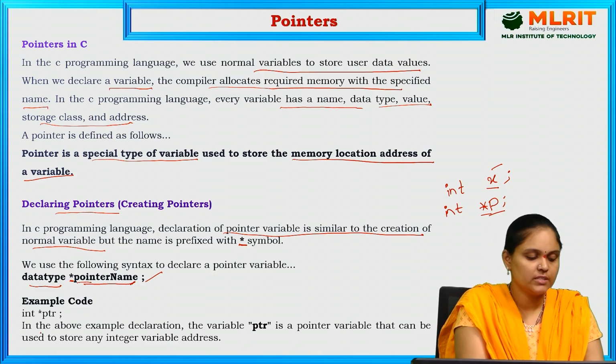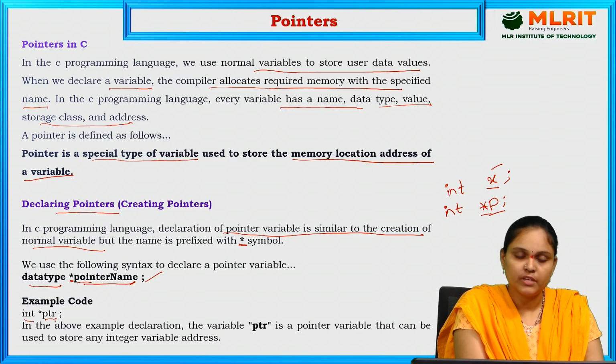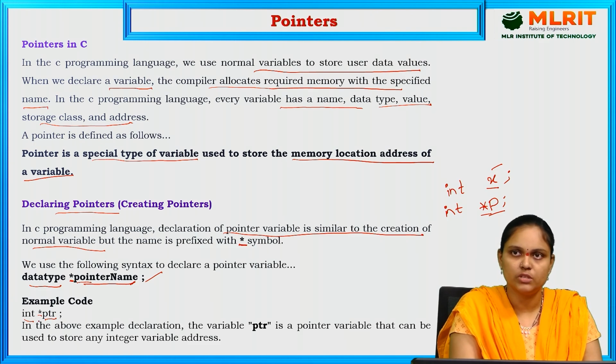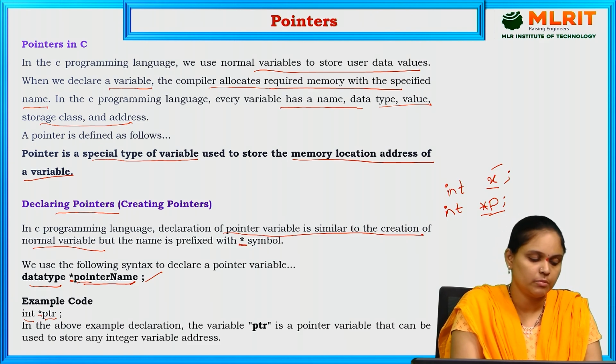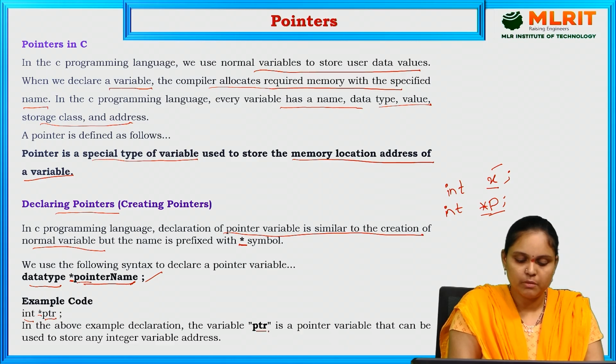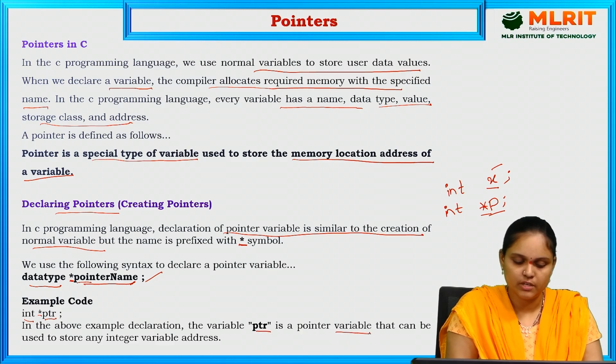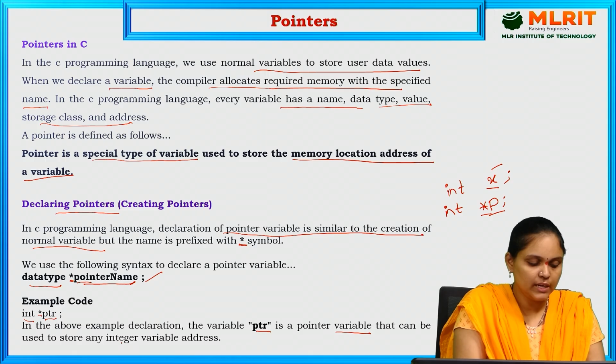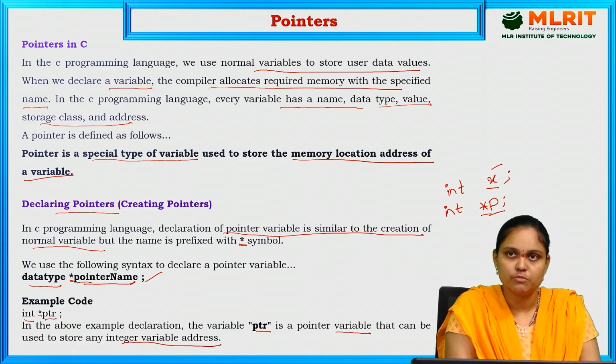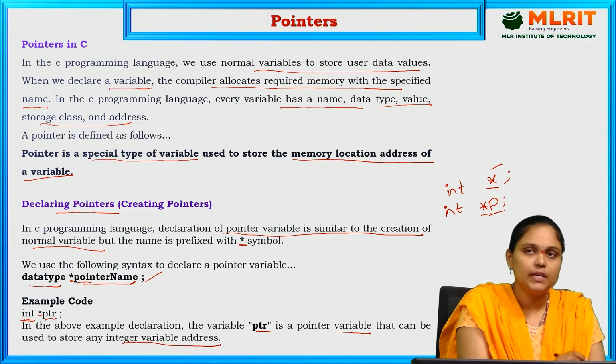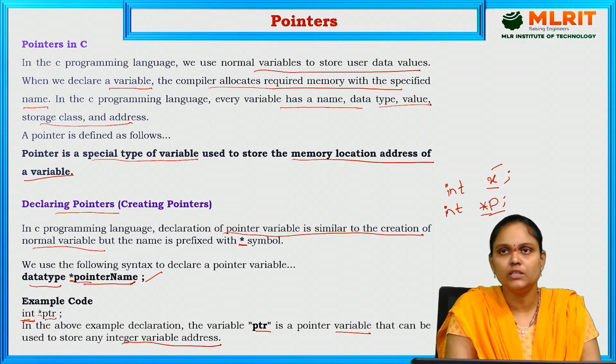Coming to the example, the data type is int, ptr is my pointer variable name, and before this variable name we have an asterisk. It is to identify that it is a pointer variable. In the above example, ptr is a pointer variable name that is used to store any integer variable address, because it was declared using the integer data type. So we can store only an integer address.